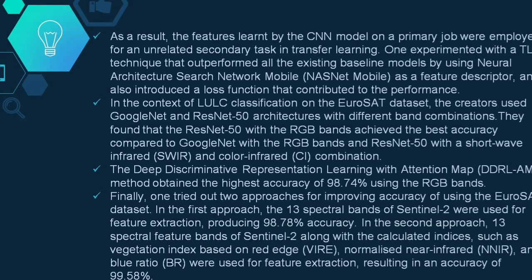Finally, one tried out two approaches for improving accuracy using the EuroSAT dataset. In the first approach, the 13 spectral bands of Sentinel-2 were used for feature extraction, producing 98.78% accuracy. In the second approach, the 13 spectral bands of Sentinel-2 along with calculated vegetation indices based on red edge, normalized near infrared and blue ratio were used for feature extraction, resulting in an accuracy of 99.58%.